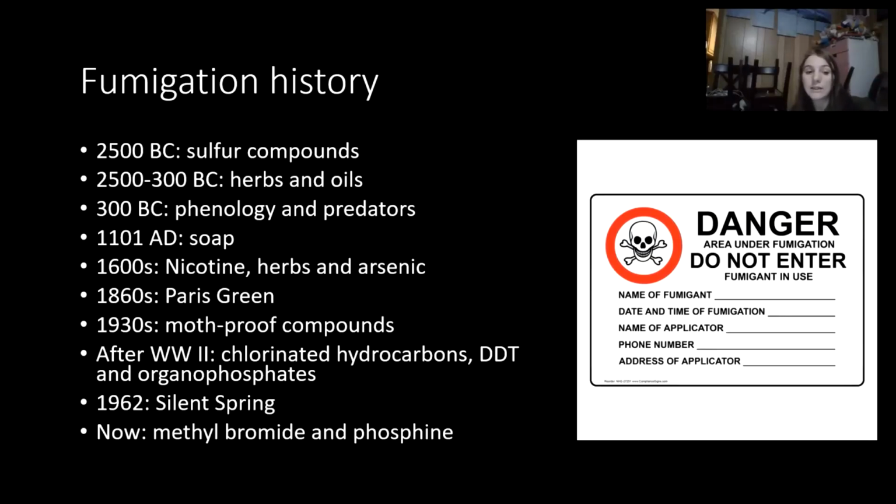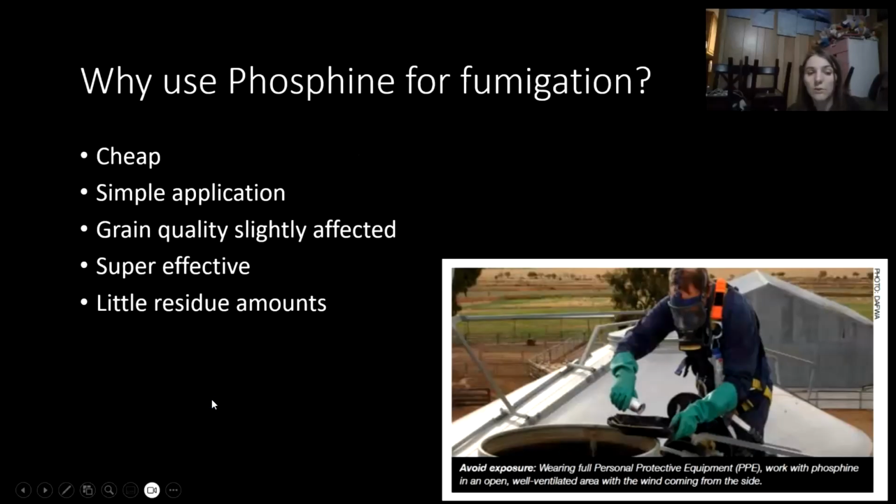And in 1962, Silent Spring, written by Rachel Carson, showed that DDT had adverse effects on individuals. So DDT ended up getting banned. So now methyl bromide and phosphine are being used. However, methyl bromide is being phased out and phosphine is being used. So why is phosphine being used instead of methyl bromide?